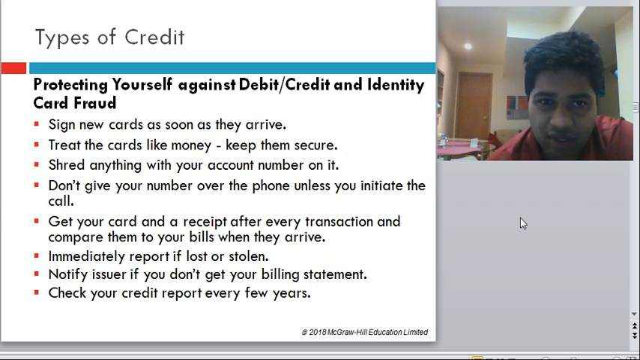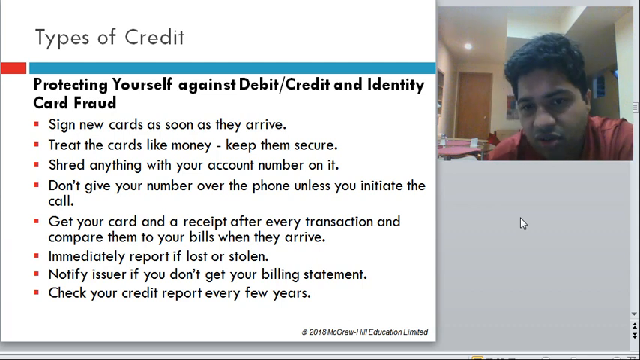Sign new cards as soon as they arrive. Treat cards like money, keep them secured. Shred anything with your account number on it. Don't give your number over the phone unless you initiate the call. Get your card and a receipt after every transaction and compare them to the bill. Immediately report if it is stolen. Notify the issuer if you have an error on your billing statement. Check your credit report every few years.